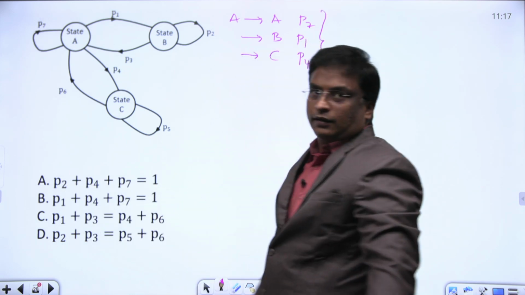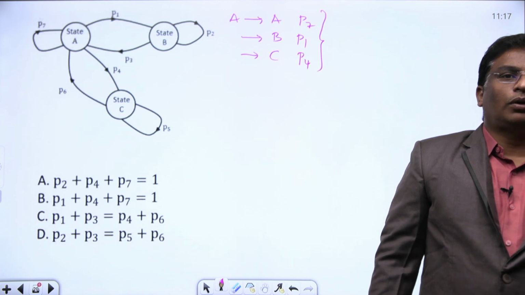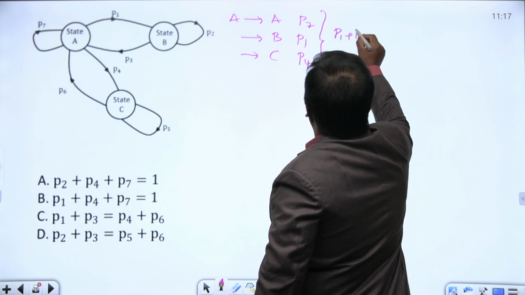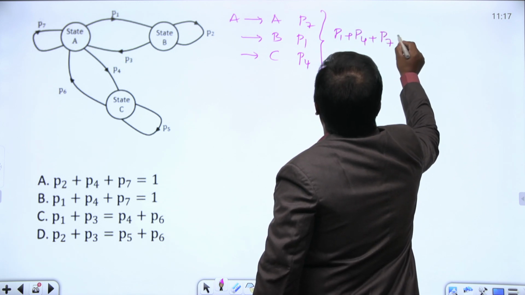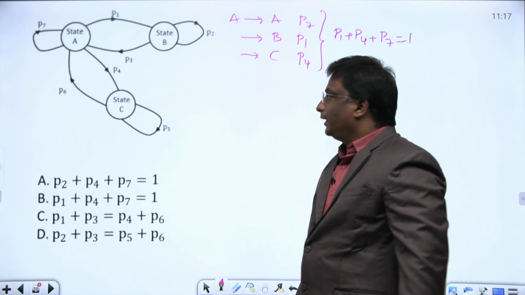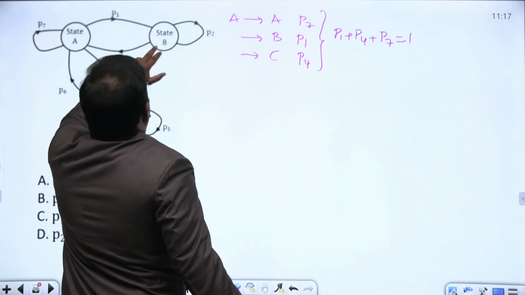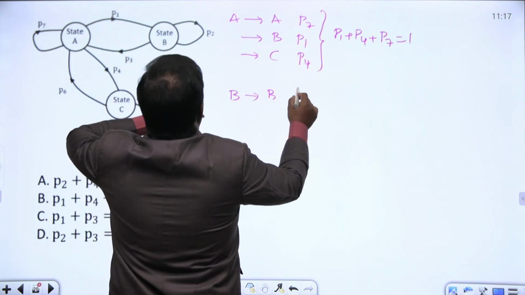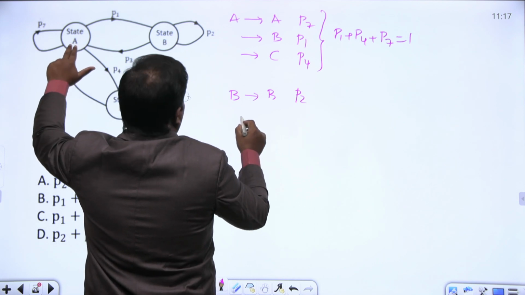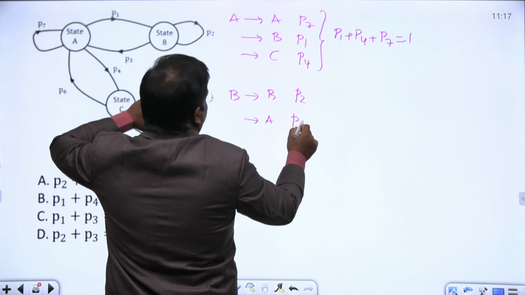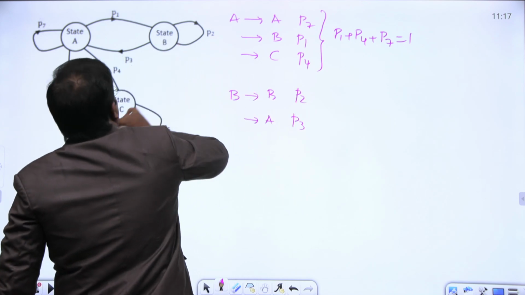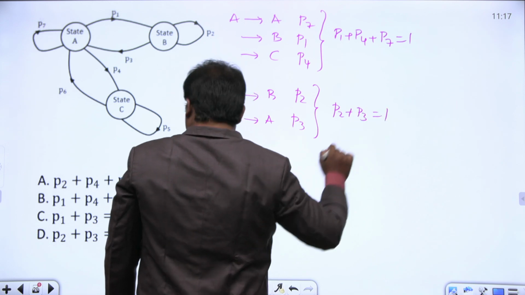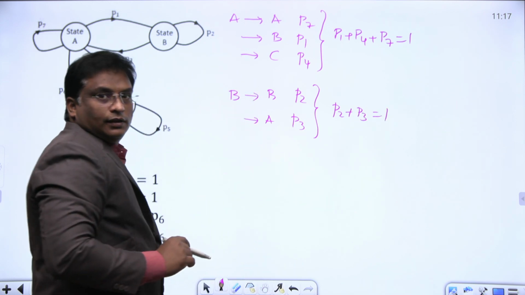From here itself, the sum of probabilities we know. The sum of all the probabilities is always equal to 1. So P1 plus P4 plus P7 should be equal to 1. Similarly, what are the probabilities from state B? State B to state B, we can move with probability P2. State B to state A, we can move with probability P3. That's all. We can't move from B to C here. So P2 plus P3 equals 1. Sum of probabilities is always equal to 1.